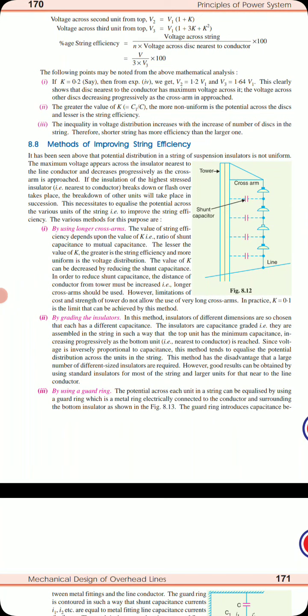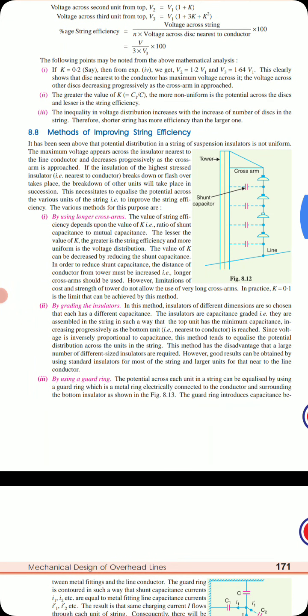Cross arms are nothing but the supports on the pole where the insulators are fixed. The value of string efficiency depends upon the value of K, that is the ratio of the shunt capacitance to the mutual capacitance. The lesser the value of K, the greater the value of string efficiency, and the more uniform is the voltage distribution. So the value of K can be decreased by reducing the shunt capacitance.